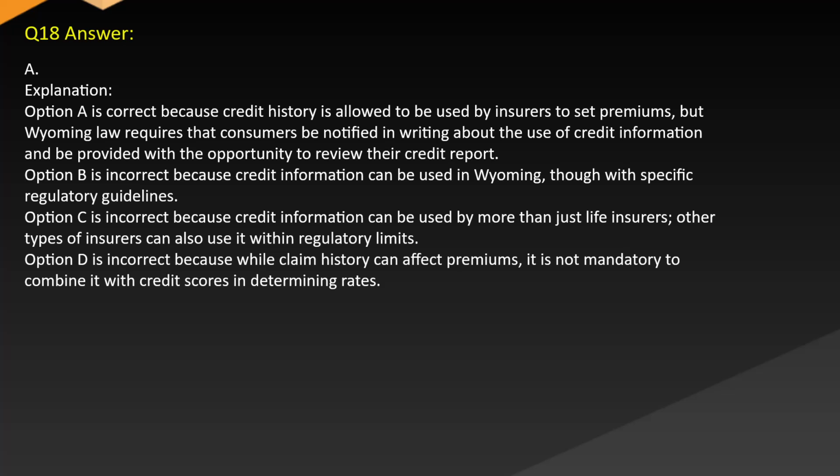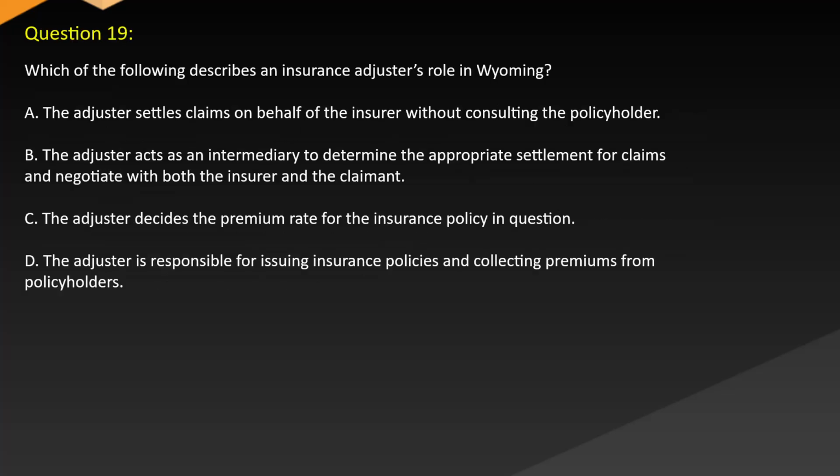Answer A. Explanation. Option A is correct because credit history is allowed to be used by insurers to set premiums, but Wyoming law requires that consumers be notified in writing about the use of credit information and be provided with the opportunity to review their credit report. Option B is incorrect because credit information can be used in Wyoming, though with specific regulatory guidelines. Option C is incorrect because credit information can be used by more than just life insurers. Other types of insurers can also use it within regulatory limits. Option D is incorrect because while claim history can affect premiums, it is not mandatory to combine it with credit scores in determining rates.